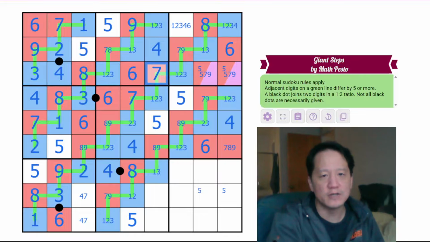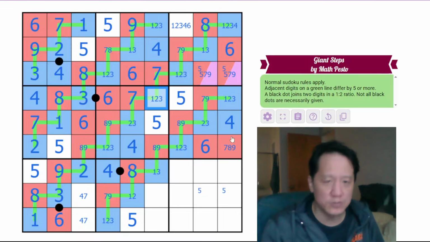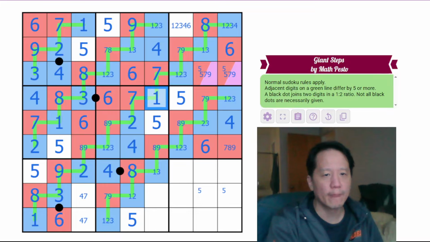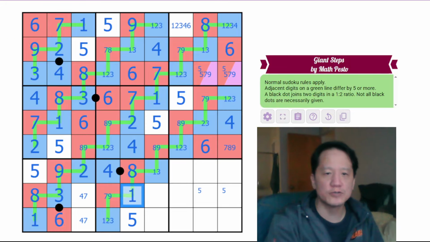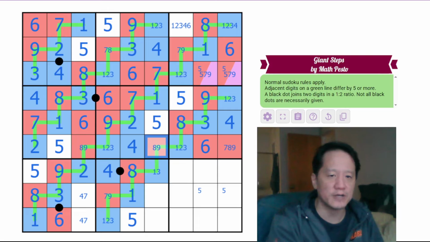Which means this can't be 8, that's 7. 7 can only be next to 2 and 1 on a Whisper 5 line, so this must be 2, which makes that a 1. 2 eliminates 2 here, so that's 1 and 3, which eliminates 3 here, so that's 1. 2 eliminates 2 here, so that's 3, which means this can't be 7, that's 9, which makes that 8. Which means that can't be 8, that's 9, which means this can't be 9, that's 8.